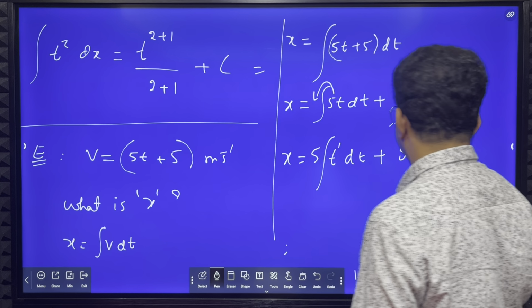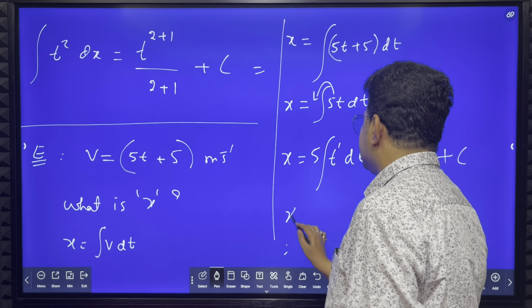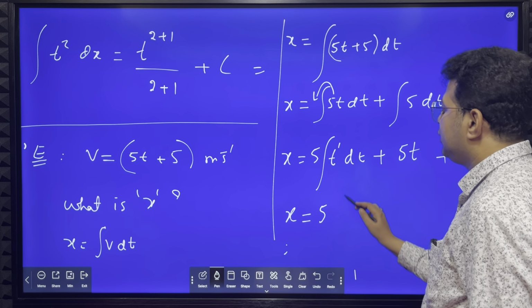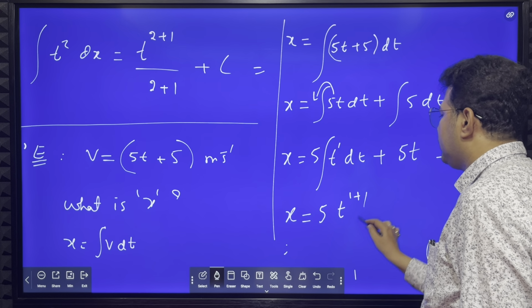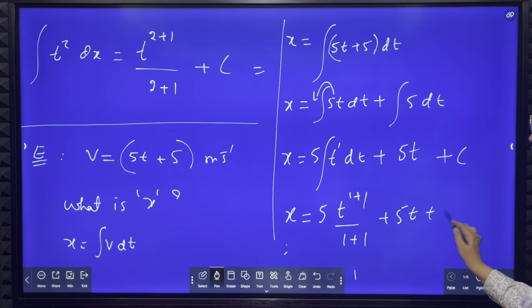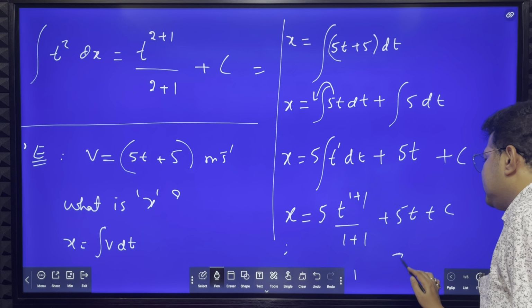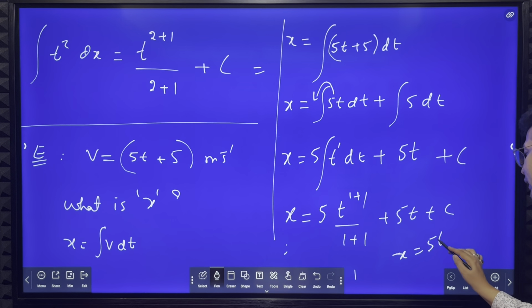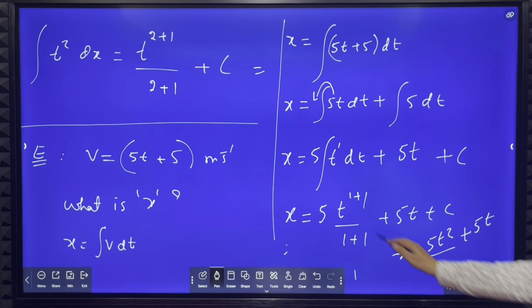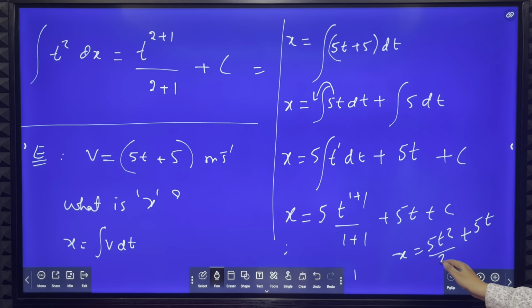So what happens? x is equal to 5 into t power 1 plus 1 divided by 1 plus 1, plus 5t plus c. Correct now? So what happened? x is equal to 5t square plus 5t. Okay, 5t square by 2. I have missed this 2 here.